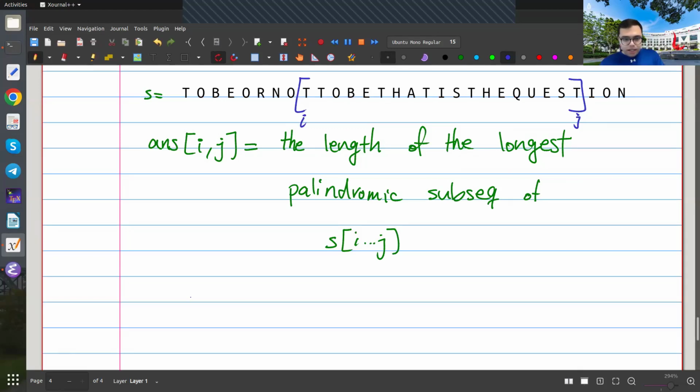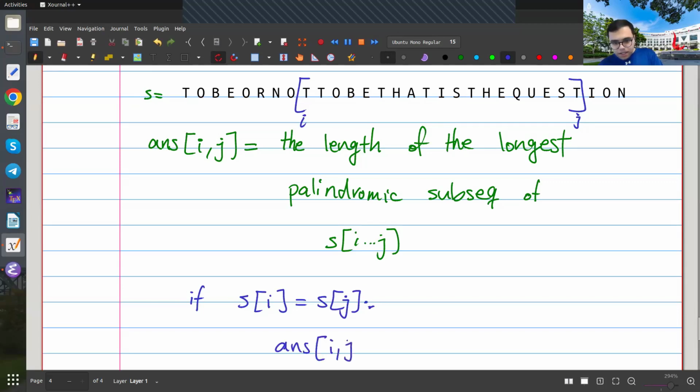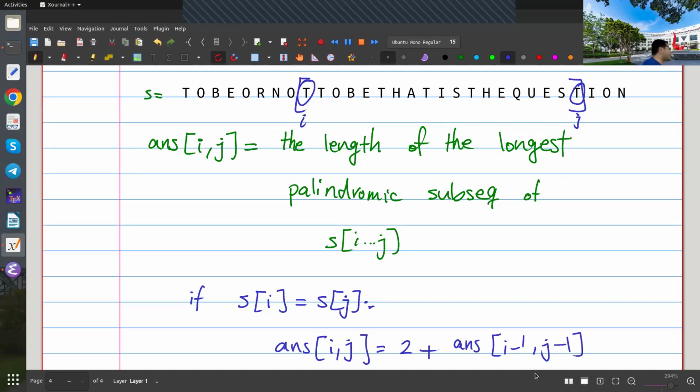So I can say, just like before, if S_I is equal to S_J, then the answer I J is just going to be, well, 2, because I'm matching this one with this one, so there are 2 characters, plus the answer from I minus 1 to J minus 1. Okay, except for one case, yes.